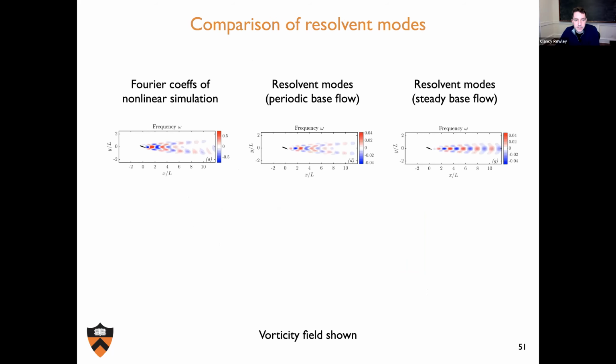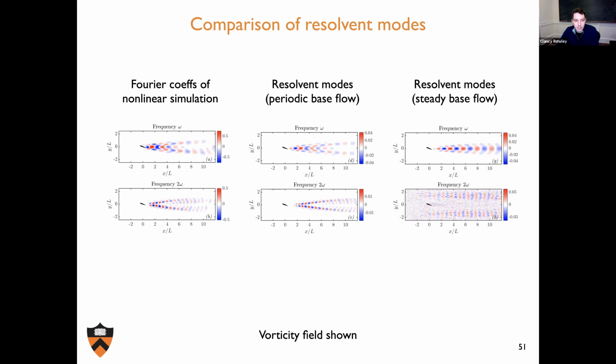Well, at the left are the Fourier coefficients of the full nonlinear simulation. So that's the truth. The middle is the resolvent modes from the periodic base flow, and that looks very similar to the truth. At the right is the resolvent modes from the steady base flow, and that looks actually pretty different. If you look at it closely, the details are quite wrong.